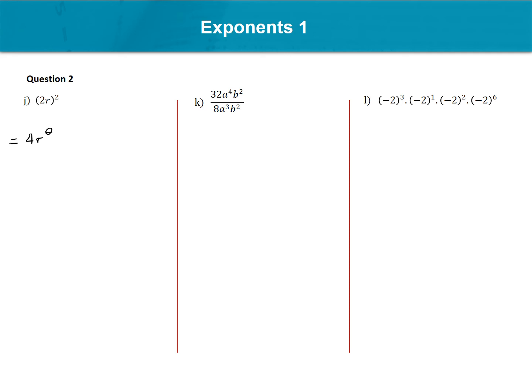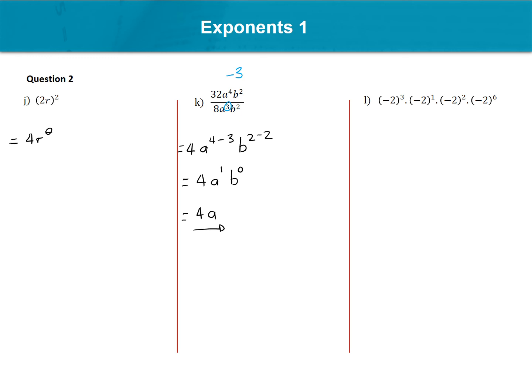K, we also have a fraction, which means we need to get rid of our denominator. So we can say 32 divided by 8 is 4. A to the power of 4 minus 3, because when we bring this 3 up, it becomes a negative 3. And then b to the power of 2 minus 2. So we're left with 4, a to the power of 1, and b to the power of 0. Anything to the power of 0 is 1, which means it's just 4a.